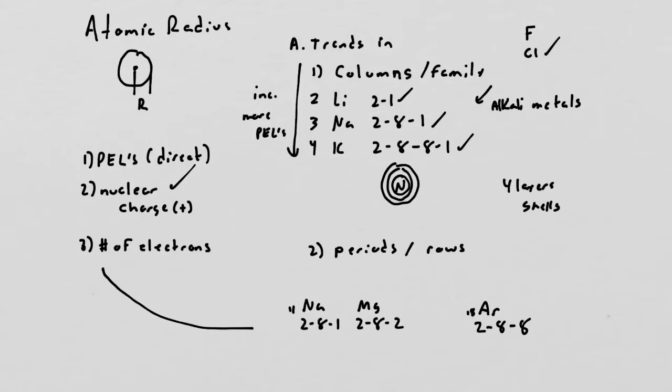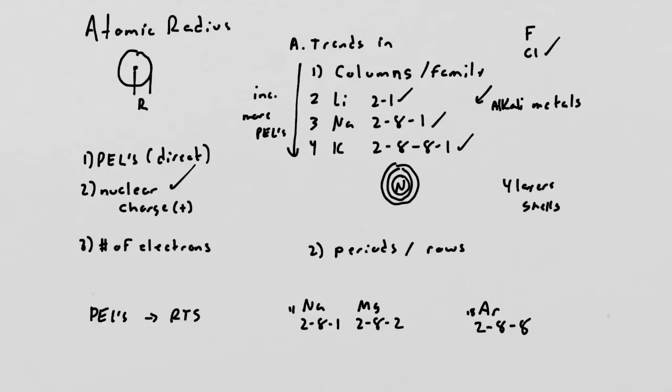But what you want to recognize here is if you go through the criteria, the first criteria doesn't count. It's not the number of electrons. That's really important here. As you go across in a row, the number of PELs, the number of energy levels, basically remains the same. So we can't look at that criteria when we're comparing these atoms. So then we go to criteria number 2, which is the nuclear charge.